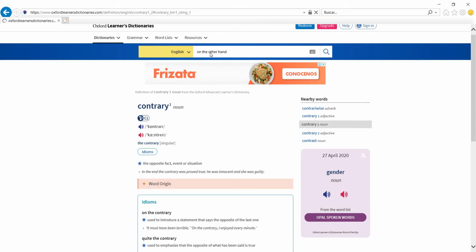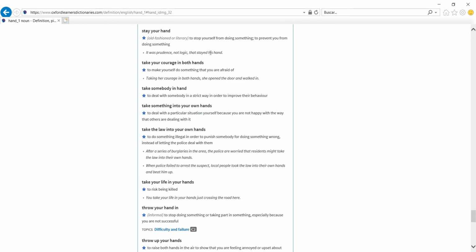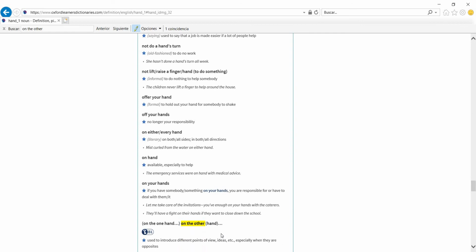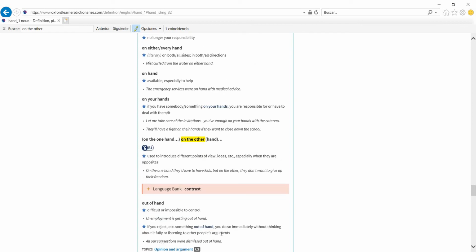I don't remember where I could go directly to the entry "on the other hand." Here. It was at the bottom. Missed it. So as you can see here, well, my mouse is not working. It's used to introduce a different point of view, a different idea, or something that is an opposite, usually, right? So on the one hand, they would love to have kids, but on the other, they don't want to give up their freedom. So thinking from another perspective, right?